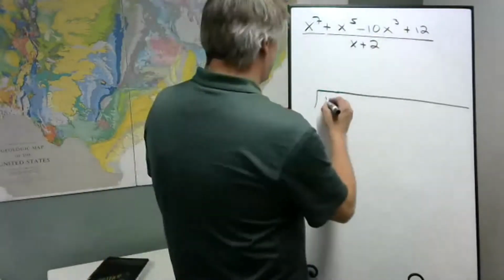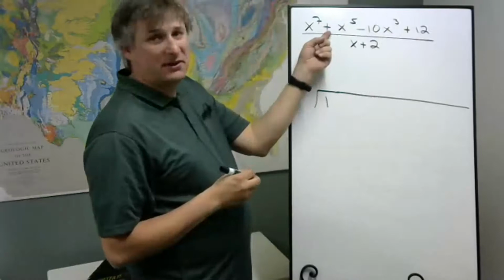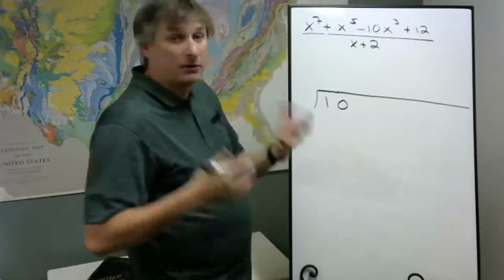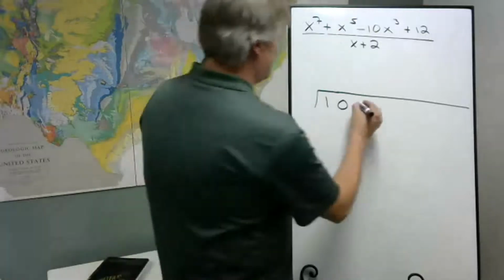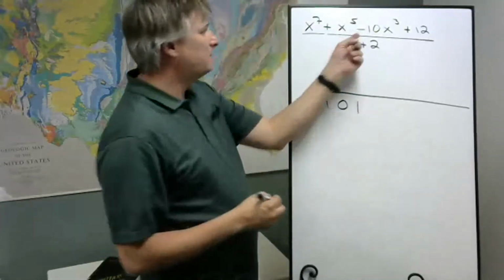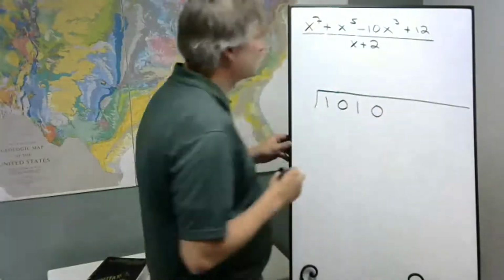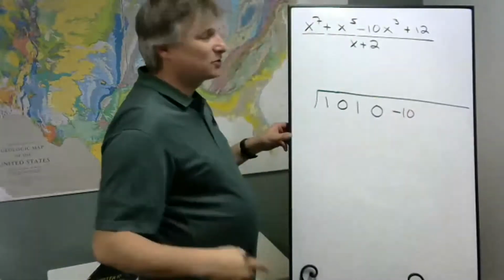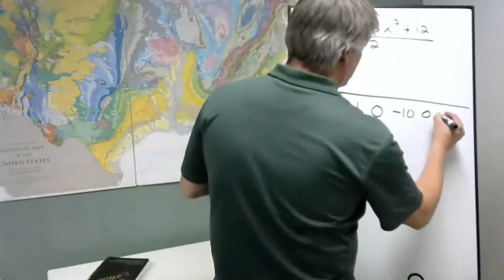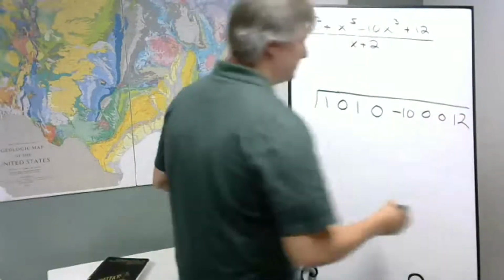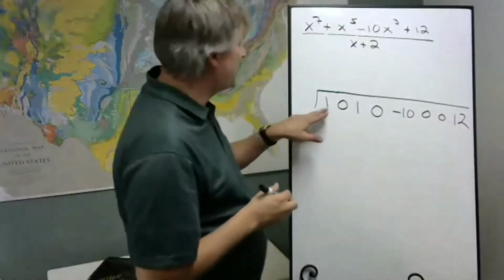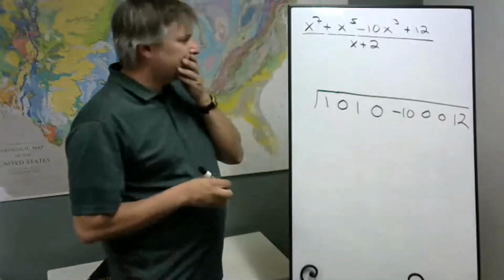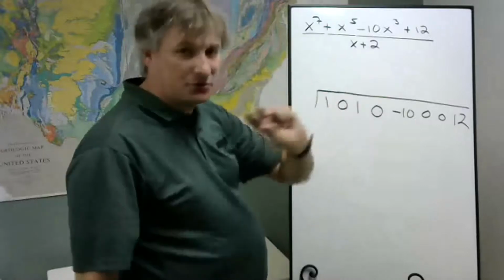Now, for x to the 7th, we extract a 1, x to the 6th, it's not there, so we've got to put a 0. We don't just leave it blank. We don't ignore it. X to the 5th is a 1. X to the 4th, again, is going to be a 0. X to the 3rd is negative 10. X squared and x to the 1 are both zeros. And our constant is going to be 12. Let's double check. Makes sense. Okay, we're good.